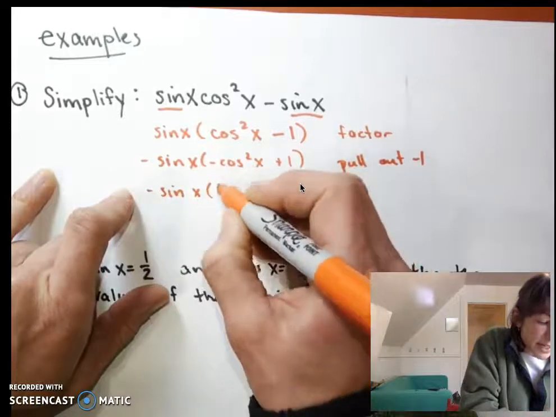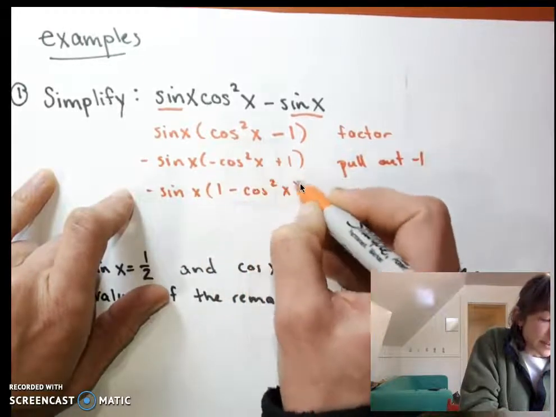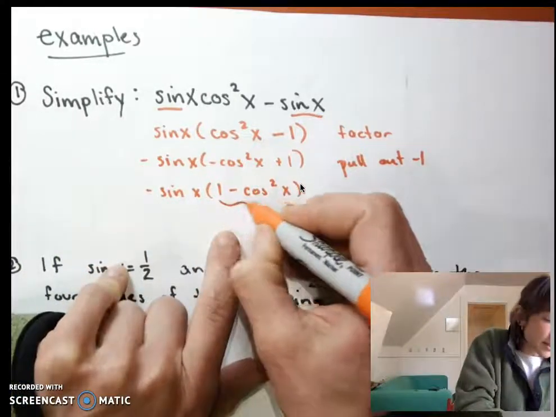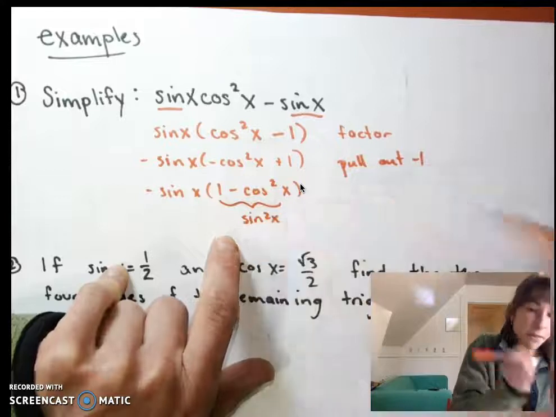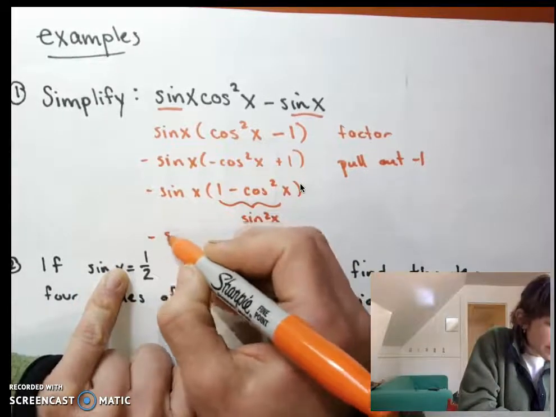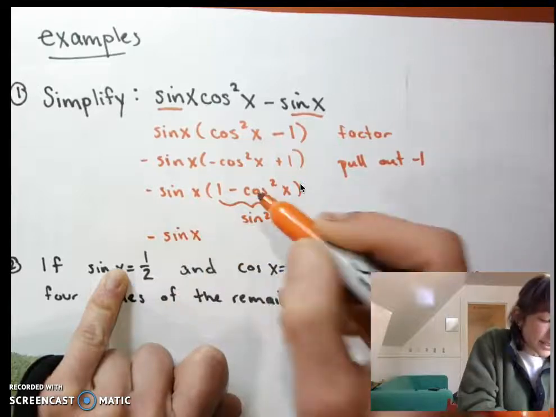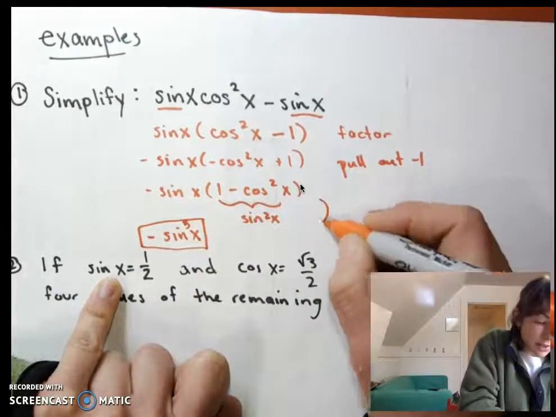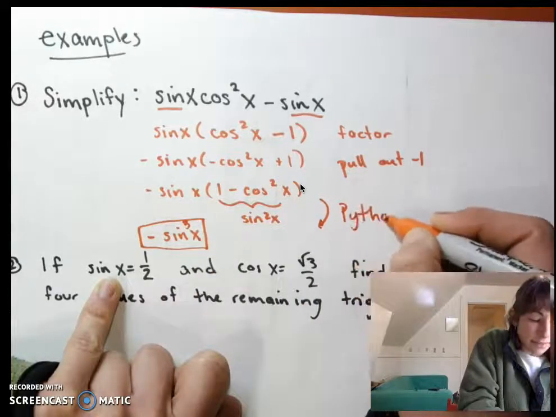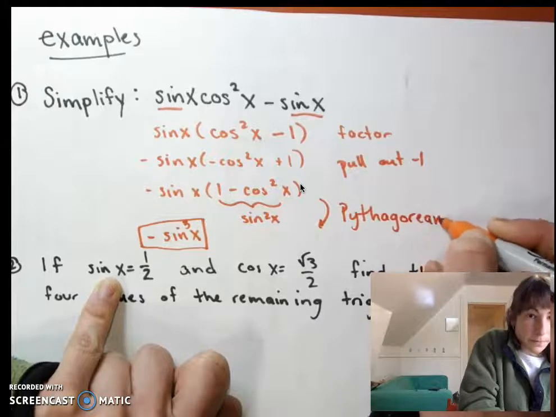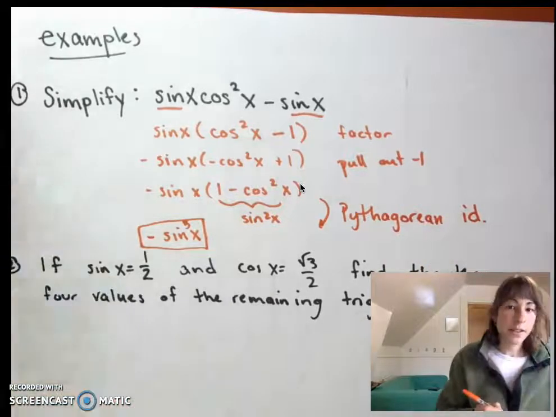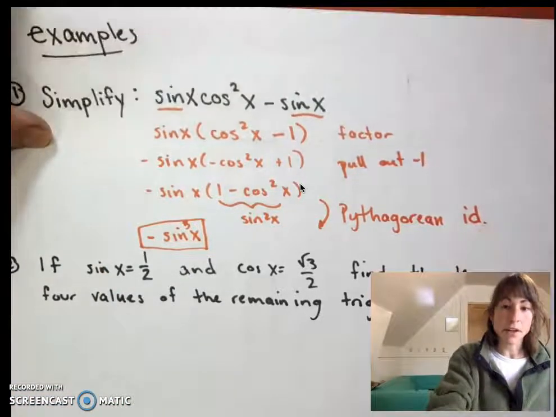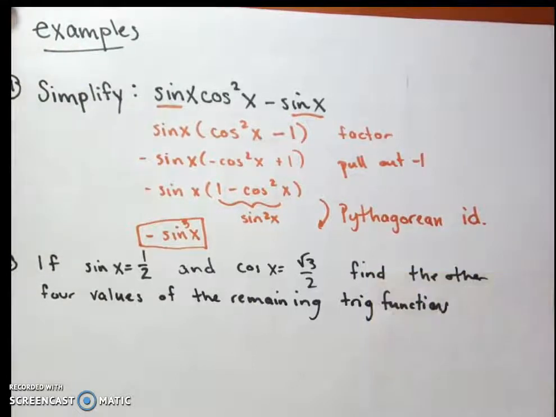So I haven't used any identities yet. I've just factored, really. But now I know that 1 minus cosine squared is sine squared due to the Pythagorean identity. So I end up with 1 minus sine x times sine squared x, which is sine cubed x, due to the Pythagorean identity. And I want you to get into the habit of writing the reasons next to each step that you've accomplished. So let's do another example.